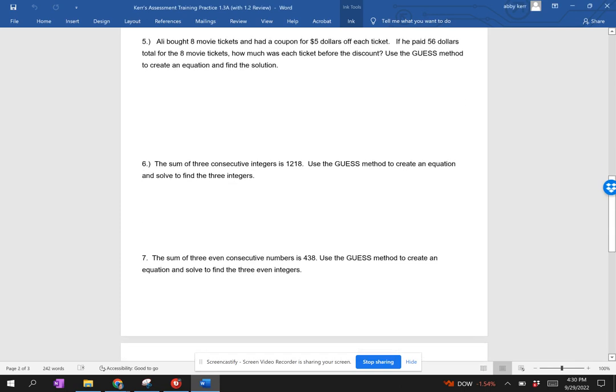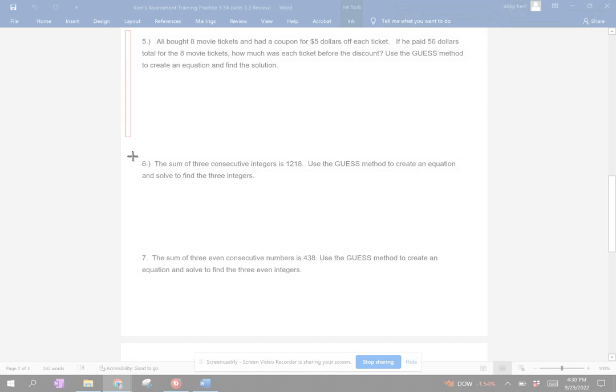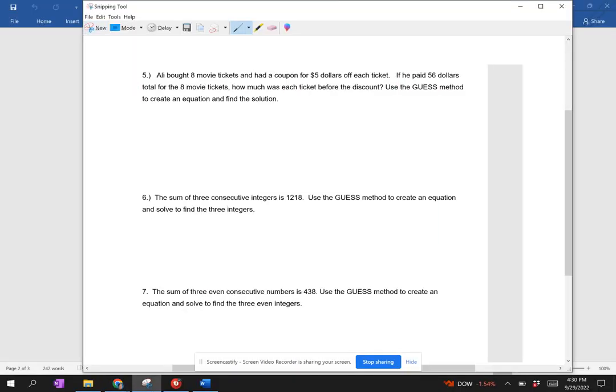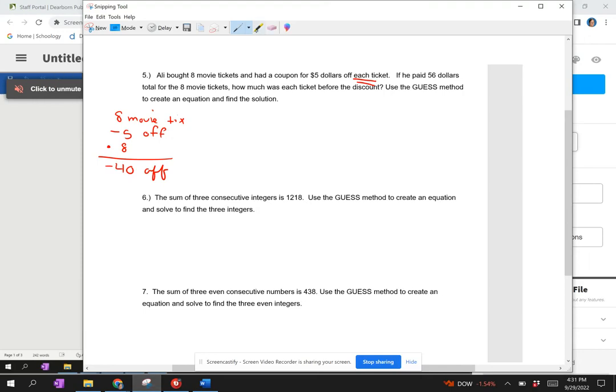Now, there's 3 more word problems. So for number 5, we're talking about the discount problem. So we have Ali who bought the 8 movie tickets. And we have a coupon for $5 off. But remember, it says for each ticket. So $5 off for each ticket is not just $5. It's actually negative $40 off, because negative 5 times 8 is negative 40. So from there, we're going to have negative $40 off.